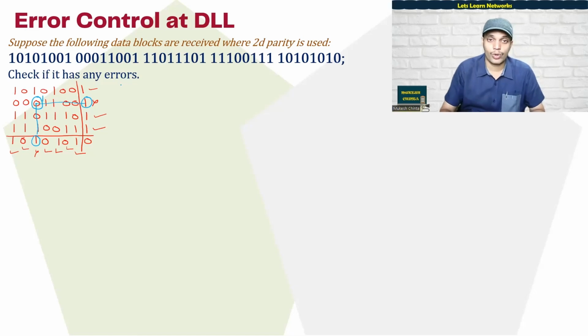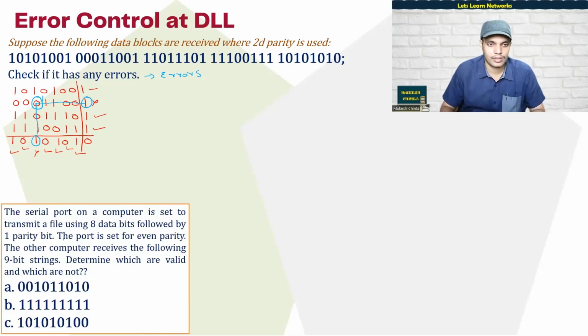So this is how a two-dimensional parity check can be used to detect and correct single bit errors. Okay, now for this answer, it has errors. And because it is a single bit error, I can easily identify the bit position also. This is one example where we can implement 2D parity check.